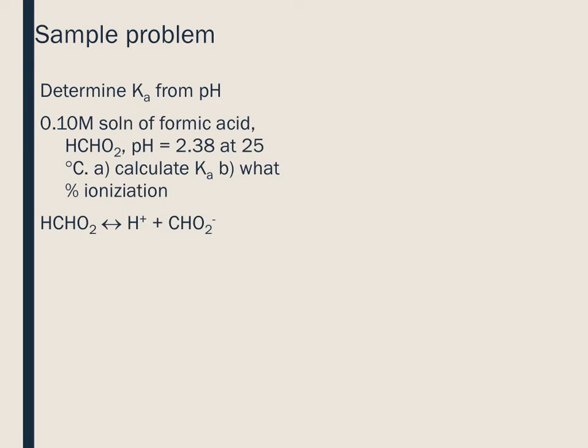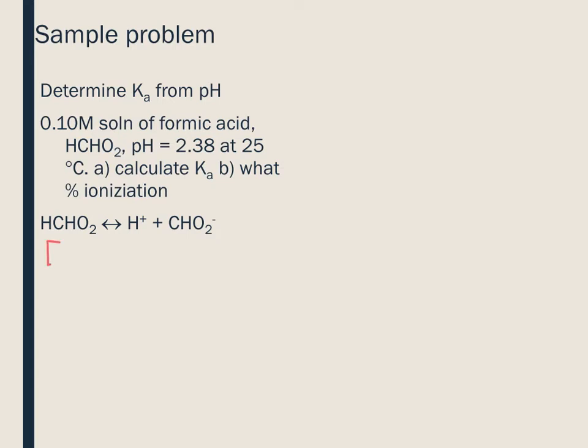All right, here's a sample problem where you're going to use a weak acid and equilibrium. It says determine the Ka from the pH, and we are given a 0.10 molar solution of formic acid, HCHO2, with a pH of 2.38 at 25 degrees Celsius, and we're asked to find the Ka and what is the percent ionization. And you can see that we have an equilibrium expression here.